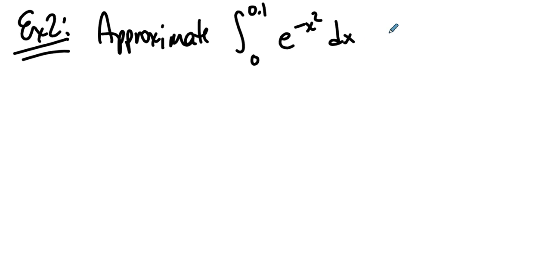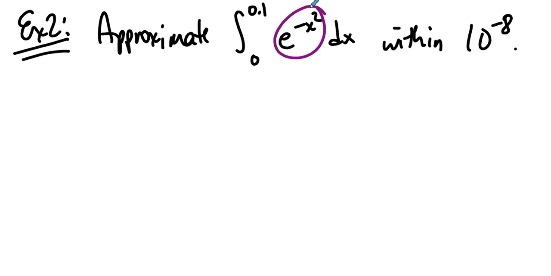Approximate the integral from 0 to 0.1 of e to the negative x squared dx within 10 to the negative 8. So let's just be clear. We don't know how to do that, right? We don't know how to take this integral. There is no way that we know of to integrate e to the negative x squared using any elementary functions.